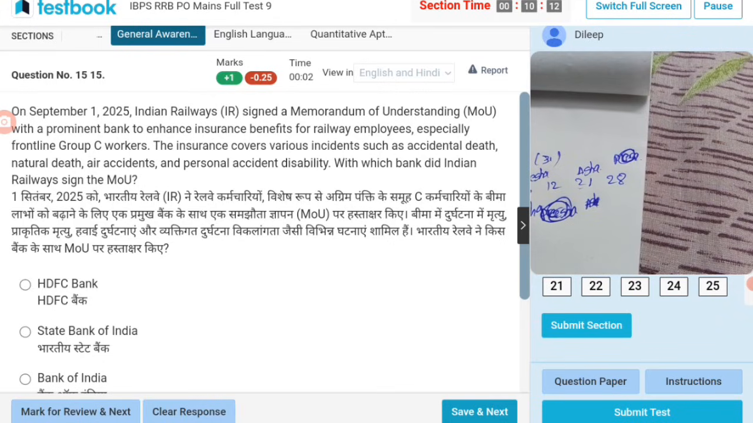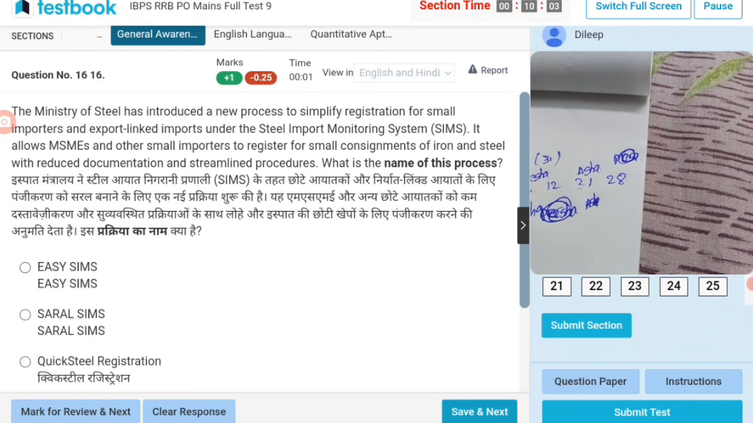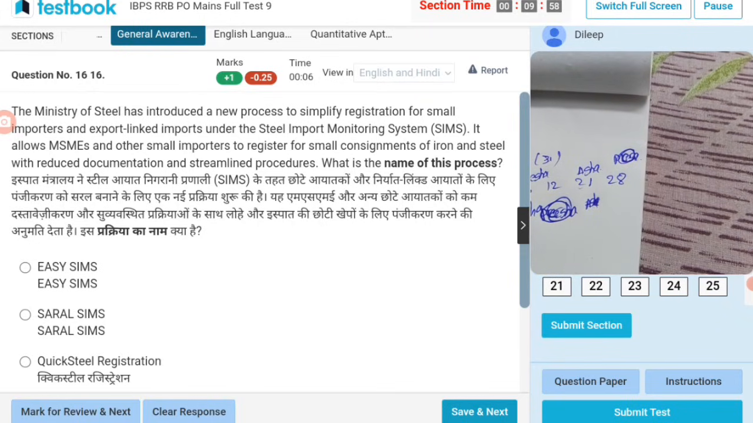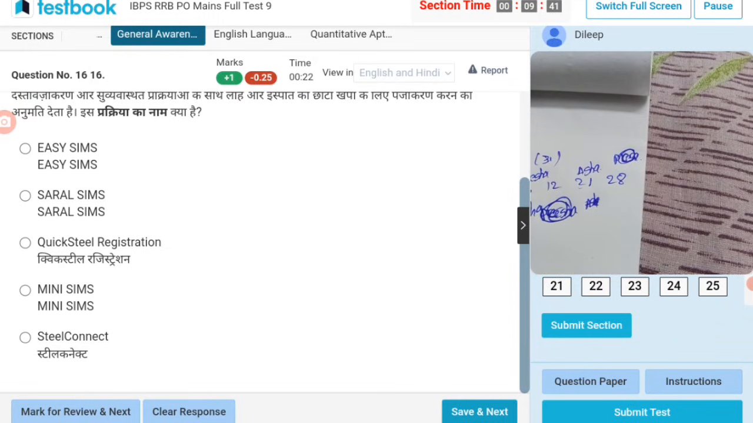On September 1st. SBI. New process to simplify registration for small importers and export linked imports under the steel import monitoring system. It allows MSMEs and other small importers to register for small consignments. Steel Connect, I think.